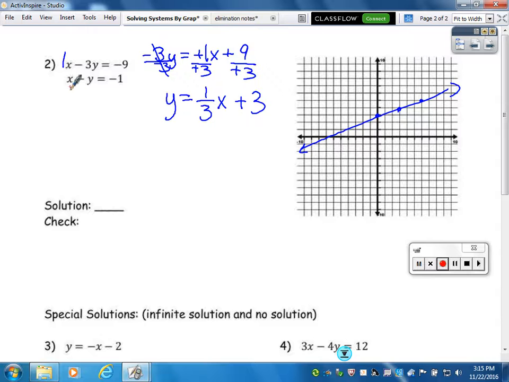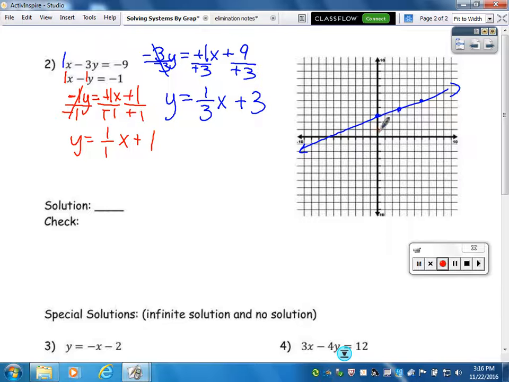So for this one, I've got my 1x, I've got my negative 1y, and I still need to get my 1x to the other side, so I'm going to subtract it. So I have negative 1y equals negative 1x minus 1. Divide everything by that negative 1, or you can just go through and change all your signs. So y is equal to positive 1 over 1x plus 1. Again, that double negative is canceling out.